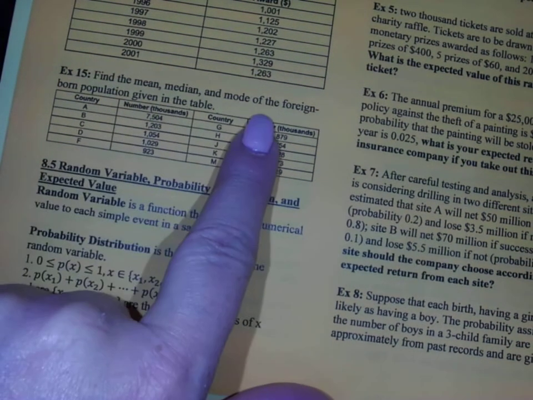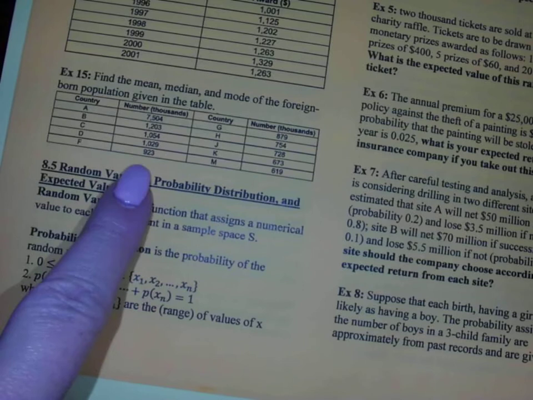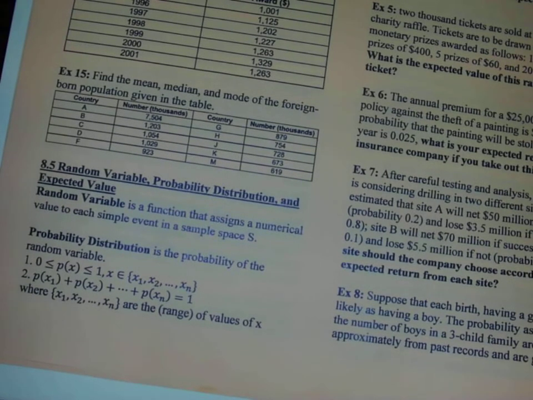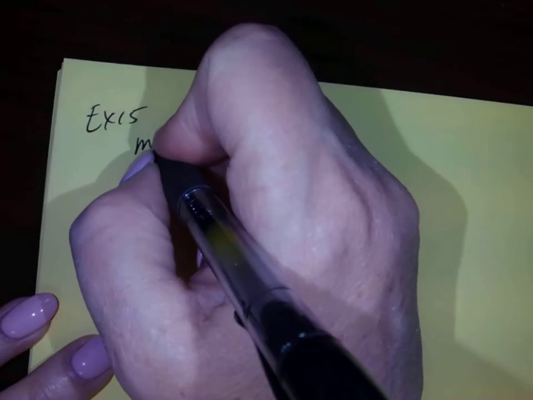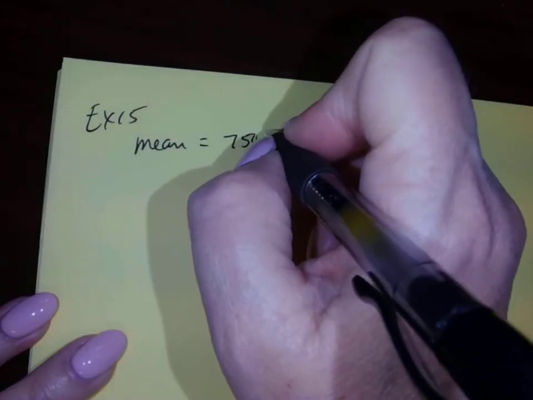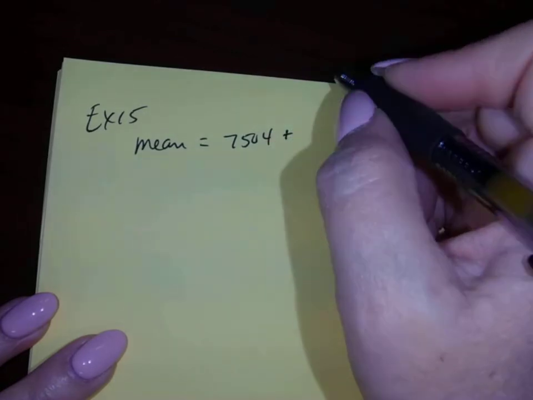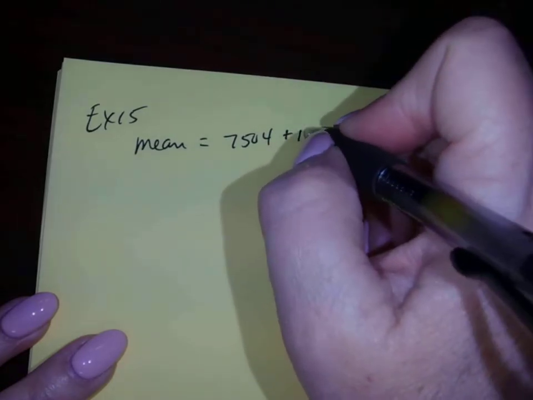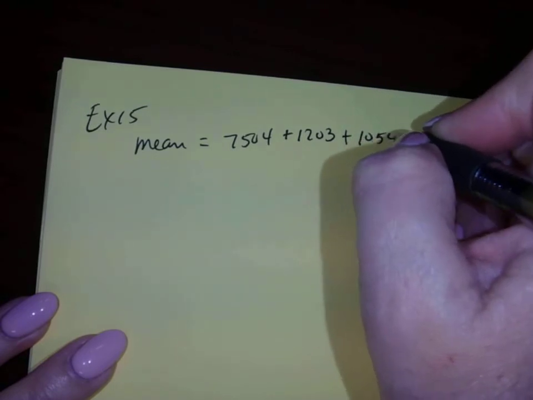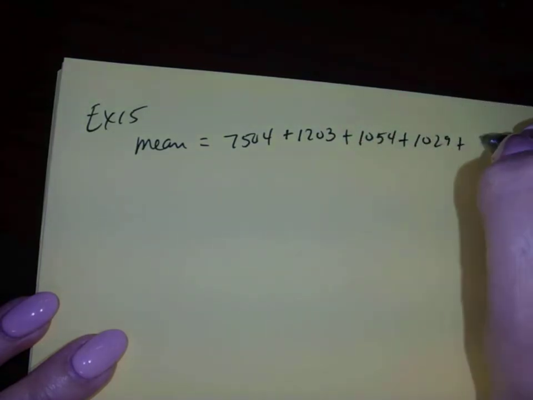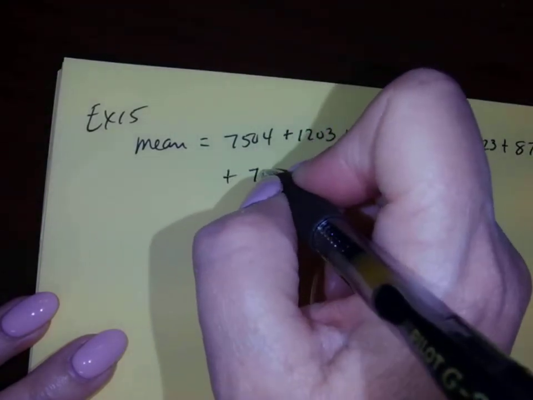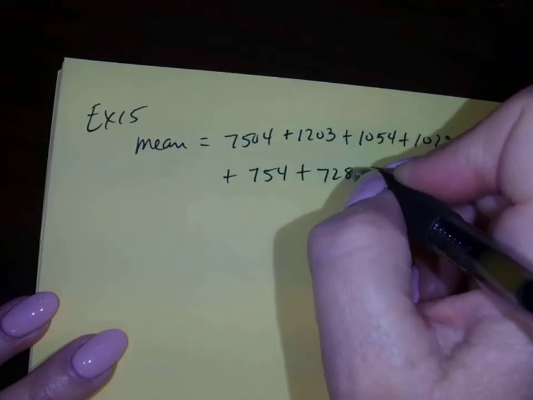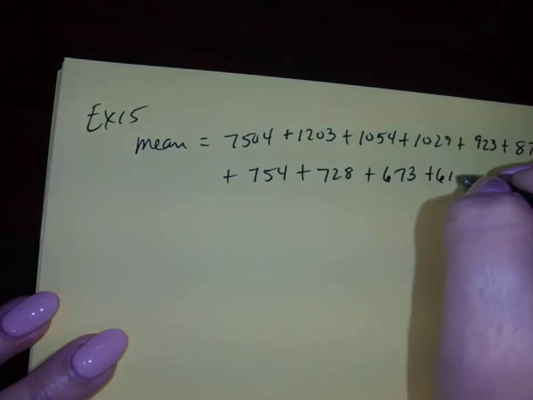We're going to find the mean, median, and mode of the foreign-born population given in the table. So we've got some more numbers here. We're going to find the mean, median, and mode again for these. All right, so this is example 15. It's our last example. So the mean will be 7504 plus 1203 plus 1054 plus 1029 plus 923 plus 879 plus 754 plus 728, 673, and 619.